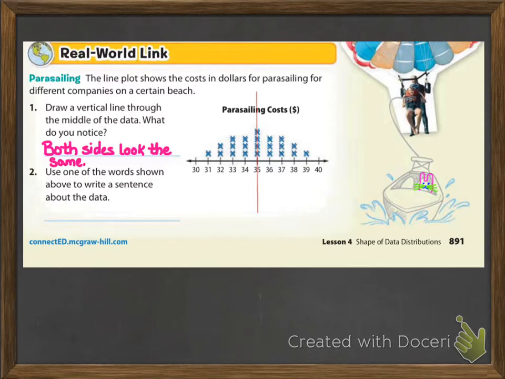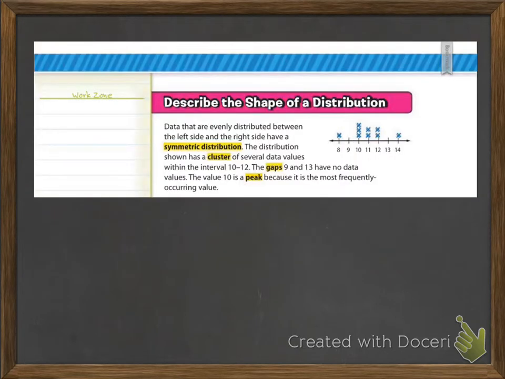Number two says, use one of the words shown above to write a sentence about the data. You could use the word symmetric, peak, cluster, or gap. There obviously are no gaps, which would be spaces in data, so I just used the word gap. There are no gaps in the data. Now you could have used symmetric, saying that both sides are the same, so therefore they are symmetric. It doesn't really matter, they just wanted you to use one of the four words that they put above. All right, so let's go ahead and look at the next page.